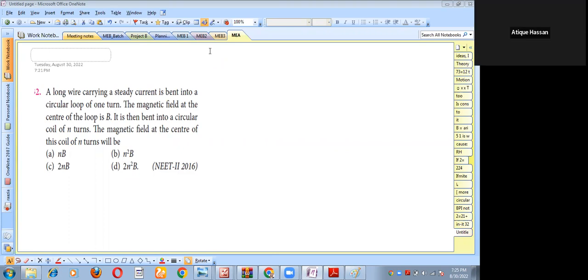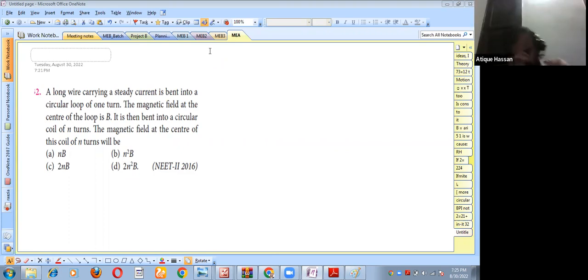Have you got any answer? You got B. A long current carrying wire with steady current is bent into a circular loop of one turn. The magnetic field at the center of the loop is B. If it is then bent into a circular coil of n turns, then the magnetic field at the center of this n turn coil will be?